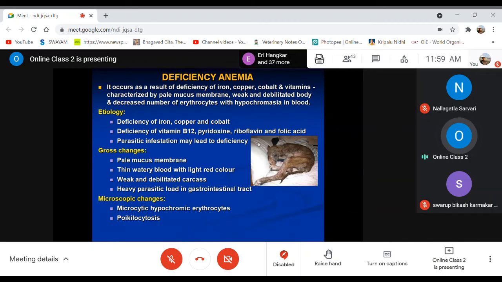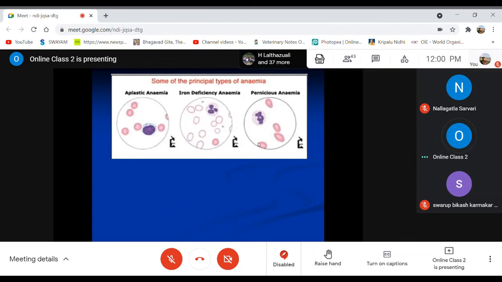Then microscopically there will be microcytic hypochromic erythrocytes, meaning small-sized RBCs with less hemoglobin concentration, or sometimes poikilocytosis, different shapes of RBCs. These pictures show different anemic conditions: aplastic anemia, iron deficiency anemia, and pernicious anemia. This type of deficiency anemia, sometimes called pernicious anemia, is due to deficiency of these vitamins and minerals.